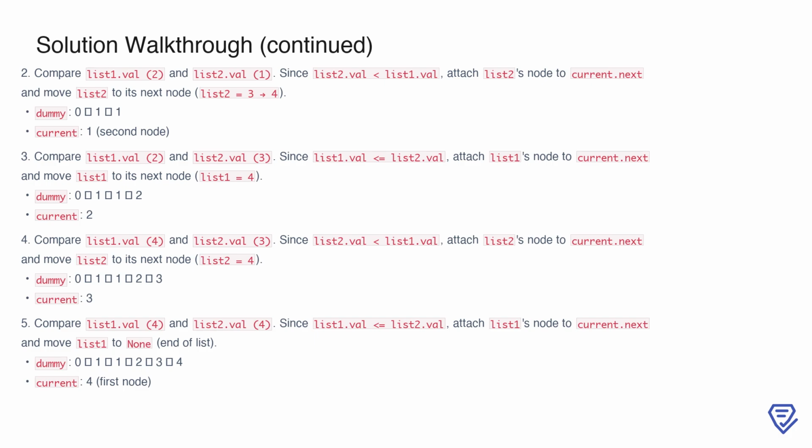Since 3 is less than 4, we attach the node from list 2 to current.next, move list 2 to its next node pointing to 4, and update current to the node with the value 3. The merged list becomes 0, 1, 1, 2, 3. Finally, with both list 1 and list 2 pointing to 4, we attach the node from list 1 to current.next, move list 1 to none, and update current to the node with the value 4. The merged list so far is 0, 1, 1, 2, 3, 4.